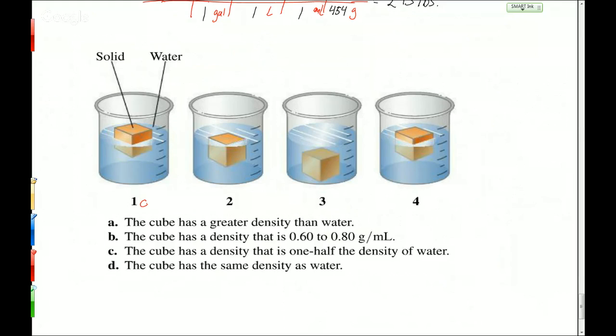What about 2? About the same. Same density, right? Because the cube comes right up to the top, but doesn't actually go up above the water. What about 3? A, greater density sinks. And then 4 is going to be that B, because it's floating, and some of it is out, but it's not halfway out. So we would say it's between 0.6 and 0.8, something like that. All right, great. Okay, we're going to stop there.